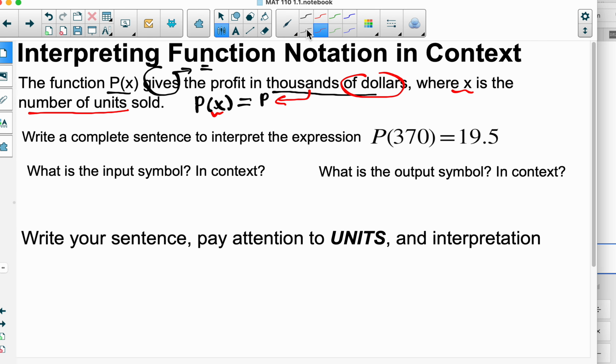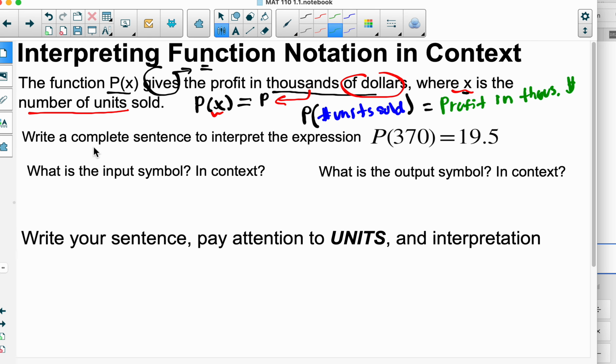So another way that I could write that, I could say P of my input. What's my input? P of x. What's my x value? Number of units sold is equal to profit, P, profit in thousands of dollars.